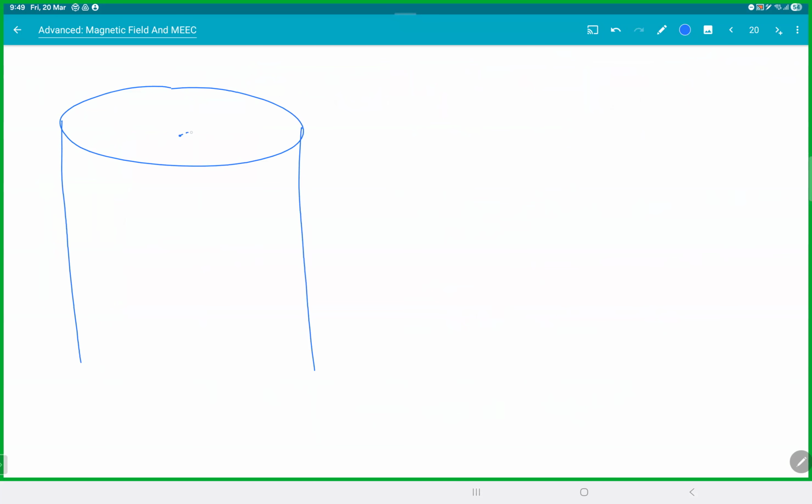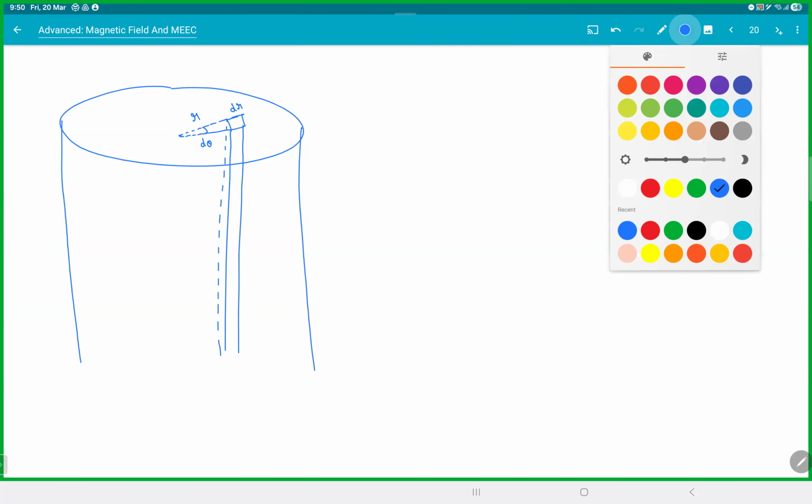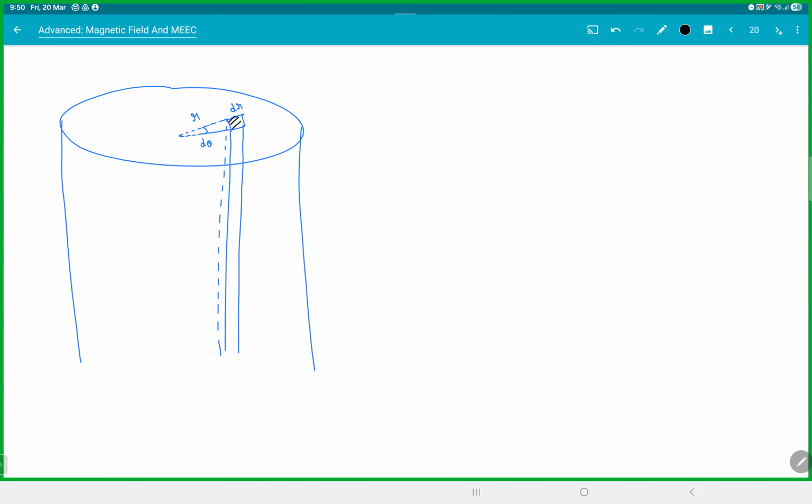So this is the cylinder. At a distance r, we will take a small cylinder d theta with the dr. So we will take something of this sort here. Let me draw that piece. It would look like this. I'm exaggerating it.